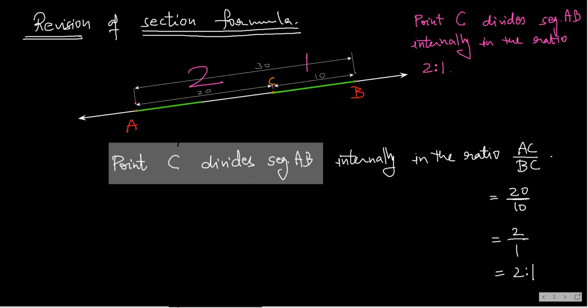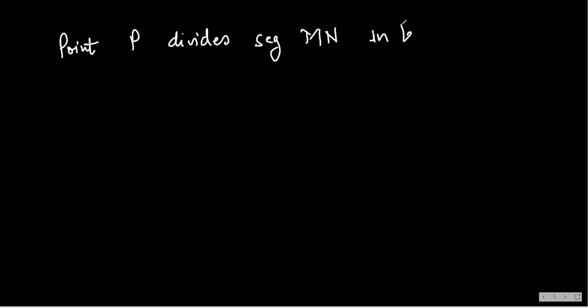Let me go to the next one. Suppose here I'm given: point P divides segment MN internally in the ratio 3:4. Now what does that mean? That would mean as follows.